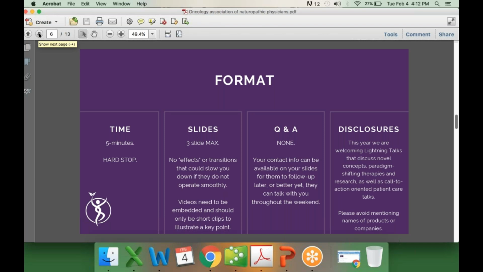Slides, really this is a 3-slide max because the presentation shouldn't be dependent on the slides. The slides should be a mere accessory to you. The compelling nature should truly be in the content that you have to say. I really highly recommend that you don't use effects or transitions. Those tend to slow things down. They do not always work consistently across the different formats of the computers that you may be presenting on, and they don't always operate smoothly.